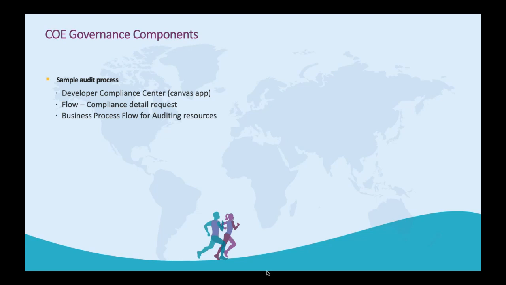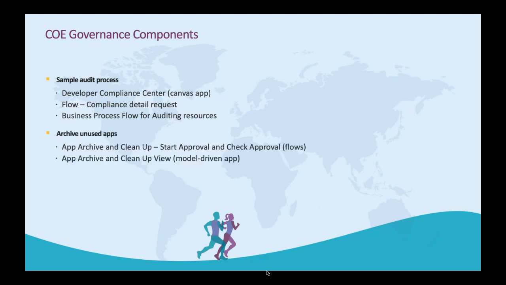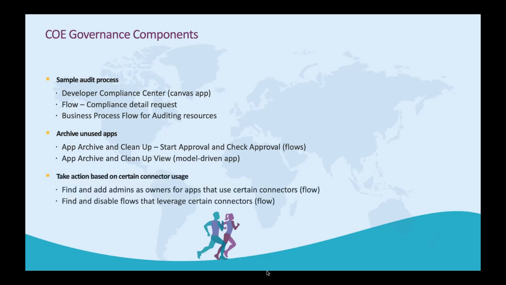So some of the components is the sample audit process. There's a developer compliance center, a Canvas app. There's a flow that runs and does the compliance detail request. There's also a business process flow for auditing resources. And then the archive apps. Those are really important when you talk about governance. And then also take action based on certain connector usage.